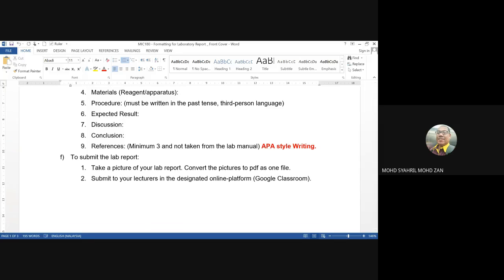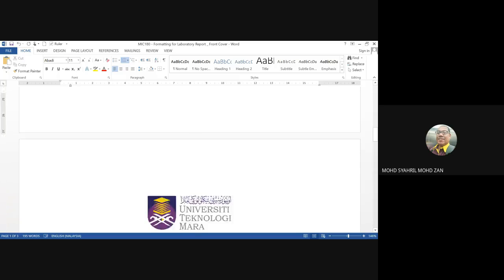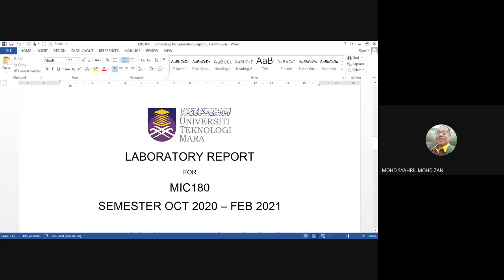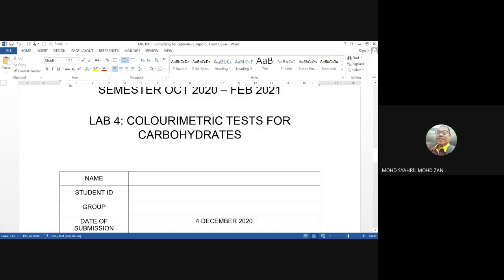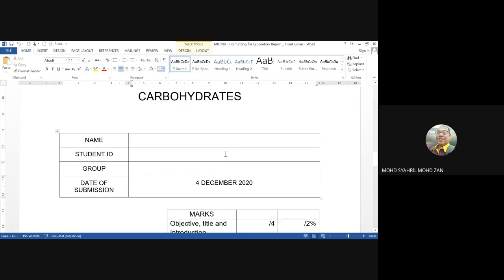So we go quickly to the front pages for our lab report. This is your front page for each of your lab reports. Lab report, lab number 4, already written there: the colorimetric test for carbohydrates. Please put your name there, your student ID, and your group. Please bear in mind, the date of submission is before 4th December 2020. More than that, it will not be accepted by me. Make sure it is not later than 4 December.